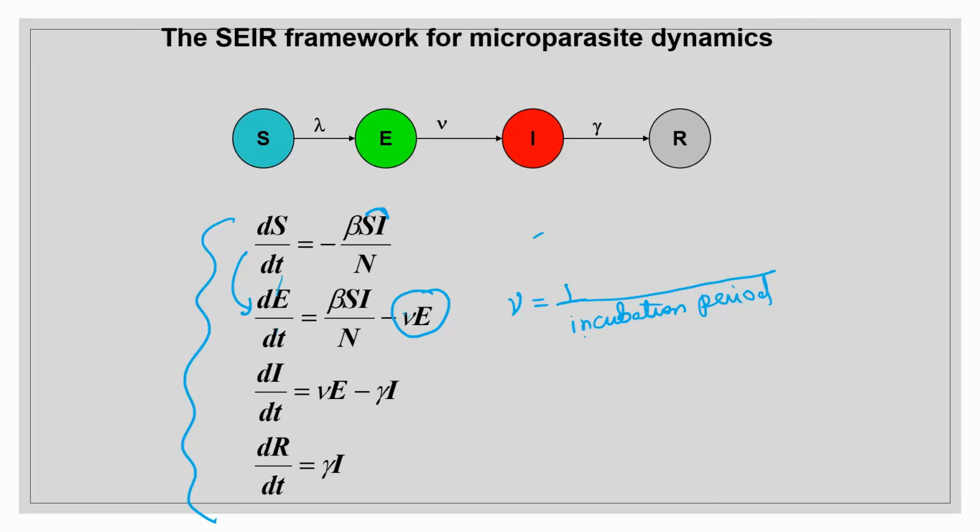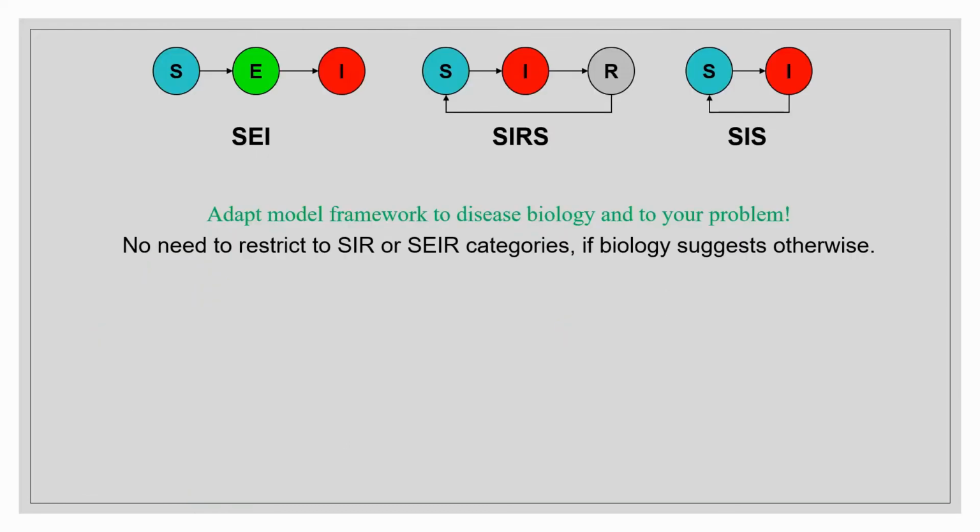When this incubation period is over, the exposed class will go to the infected class, and obviously when the infection is recovered, it will go to the recovered class and become immune. You can see that it doesn't go back to the susceptible class. So this type of modeling is called an SEIR model. From all this you can see that there are many types of models, but you do not have to restrict yourself to SIR, SIS or SEIR. If the biology suggests otherwise, you can develop your own compartments.